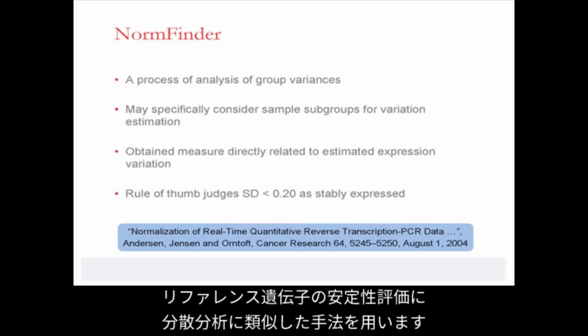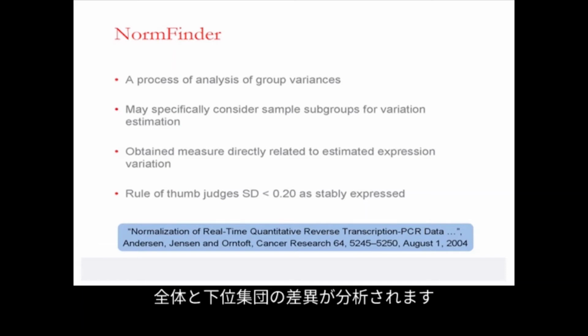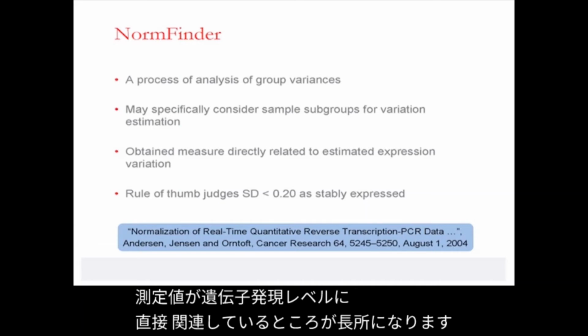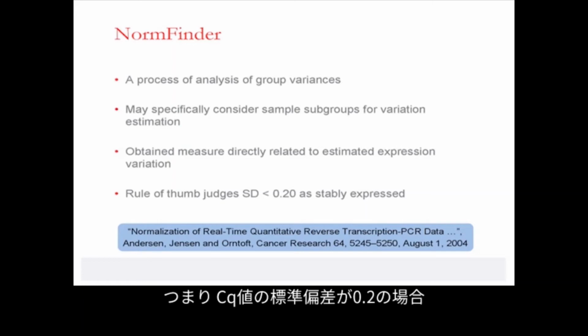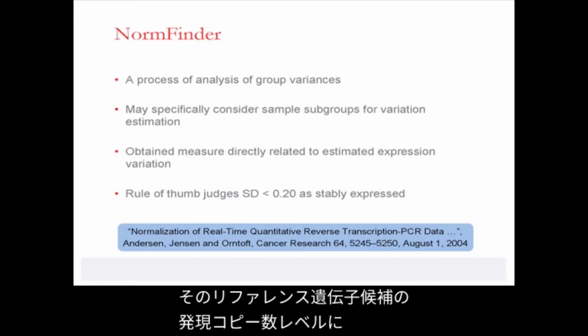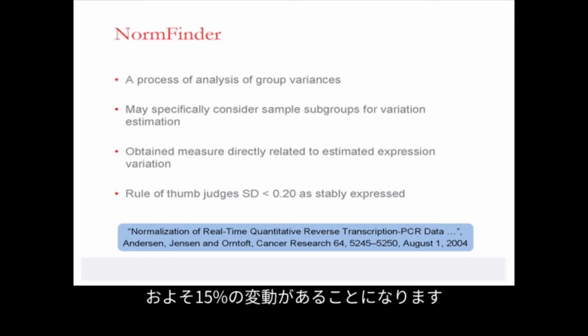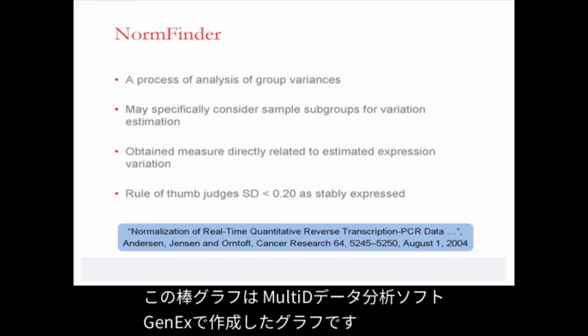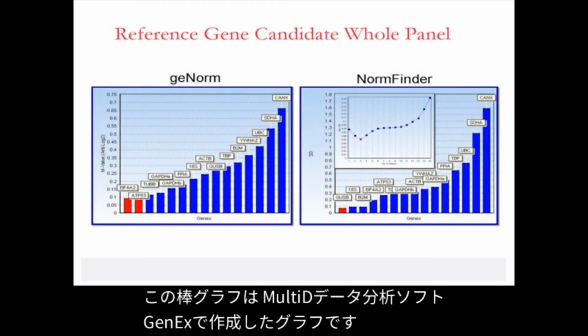This algorithm takes an ANOVA-like approach to reference gene stability evaluation, in that the whole and subgroups are analyzed for variations. One advantage of this is that the obtained measures are directly related to gene expression levels. A standard deviation of 0.2 in Cq units therefore represents about 15% variation in copy number expression levels of the particular reference gene candidate. The bar diagrams shown in this slide were produced using MultiD's data analysis software GenEx.